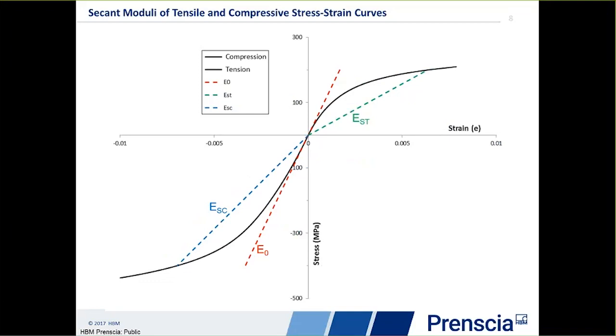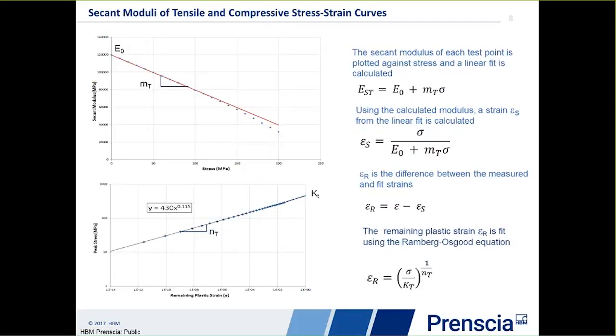A secant modulus is nothing more than generating a modulus from the origin out to a point on the stress-strain curve. And so at each one of these stress locations, you can go off and basically calculate what the secant modulus is. And again, we're going to have a series of moduli for tension. We'll have a second set for compression because they are different. And what you'll see looking at the secant modulus is that we end up with a relatively linear behavior of the secant modulus with respect to stress.